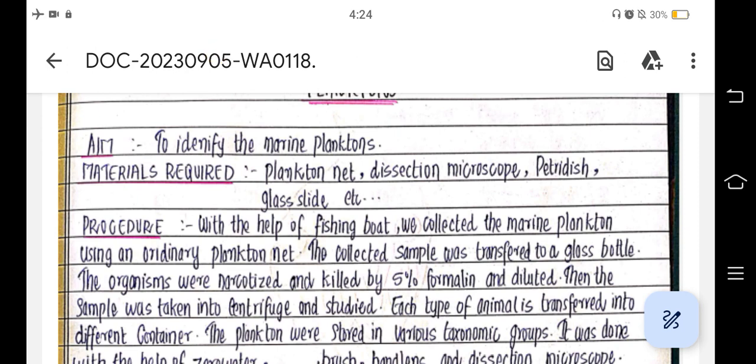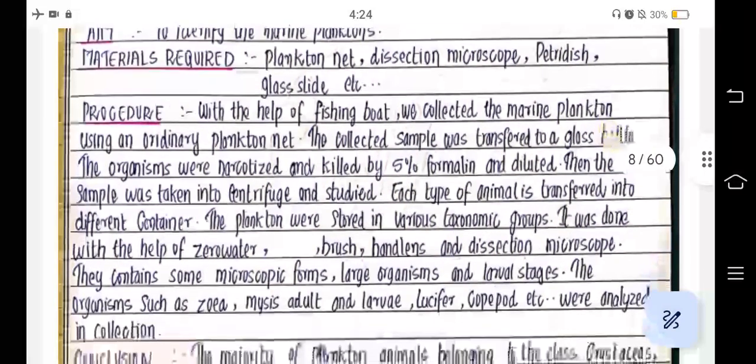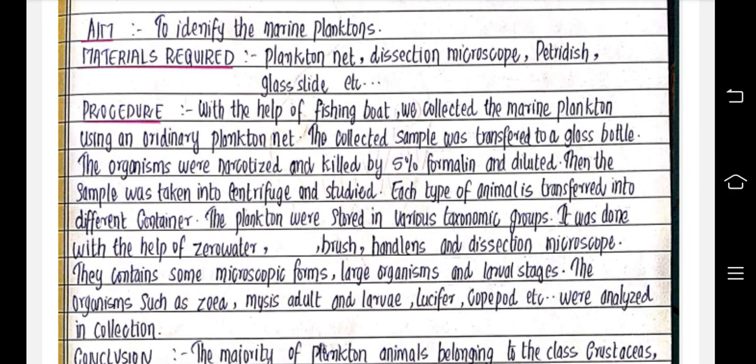Next experiment, identification of marine planktons. Materials required: plankton net, dissection microscope, petri dish, glass slides, etc. With the help of a fishing boat, we collected the marine plankton using an ordinary plankton net. The collected sample was transferred to a glass bottle.